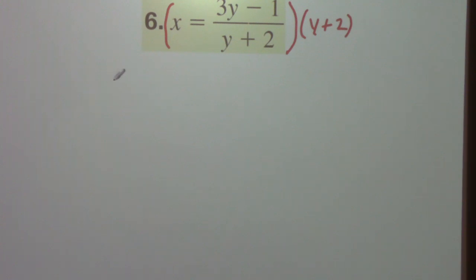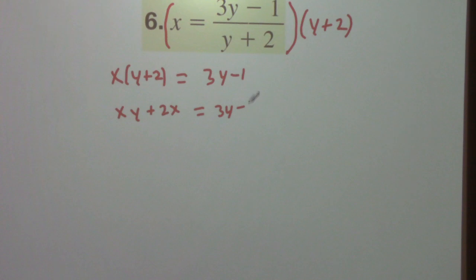So if we did that, we got x times y plus 2 equals 3y minus 1, okay? And then if you distribute here, you get xy plus 2x is equal to 3y minus 1. Is that okay so far? Now, I'm going through this pretty fast, so correct me if I misstep here. And minus 1. So if we do that, we're going to get xy minus 3y plus 2x equals negative 1.